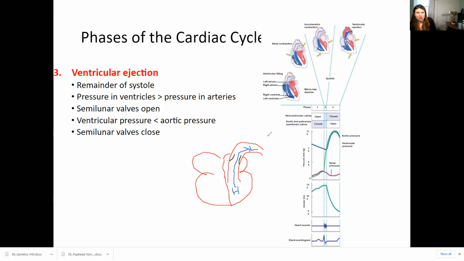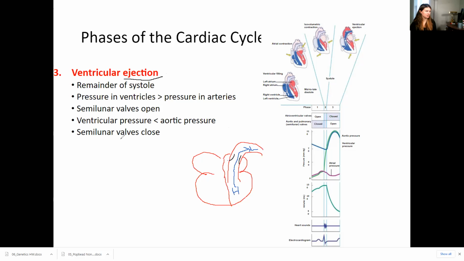So during our previous stage, our isovolumetric ventricular contraction, we didn't have this high to low gradient. We still had more pressure in the arteries. But once we've built up enough pressure in the ventricles here, those semilunar valves open. Okay, so now we have actual movement. So that's why it's called ejection, right? We're actually ejecting blood from the ventricles, from the heart.